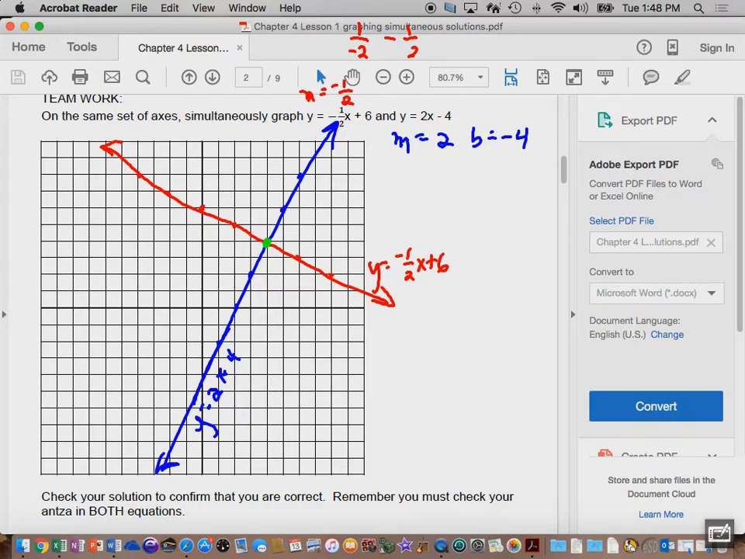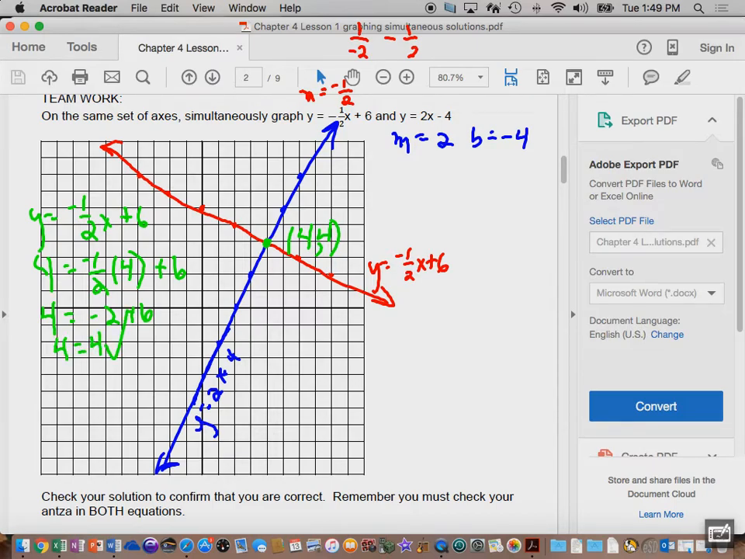Now, what's the coordinates of the point where they meet? 4, 4, very good. And now the last thing I need to do is check the coordinates in each equation. So I rewrite the first equation. Does 4 equal -1/2 times 4 plus 6? -1/2 times 4 is -2. Does 4 equal -2 plus 6? Sure it does. 4 equals 4, check.